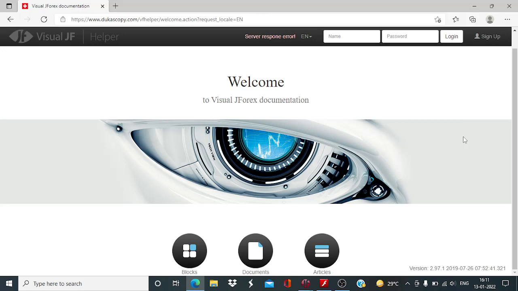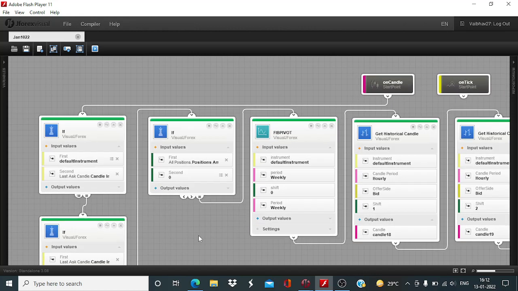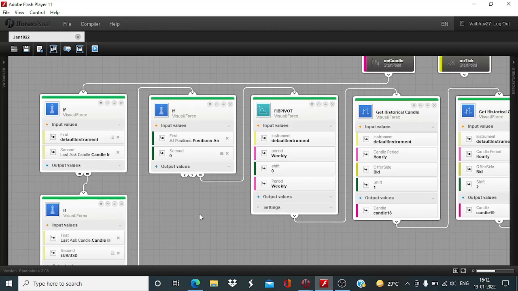Myself, Vaibhav. I welcome all of you to today's session of Visual JForex, in which we are going to see how we can use it to design and develop the algorithm for profitable trading using the indicator Fibonacci pivot series. This is the second part, and in today's session, the focus is going to be completing the setup which we had started to build in the last session.